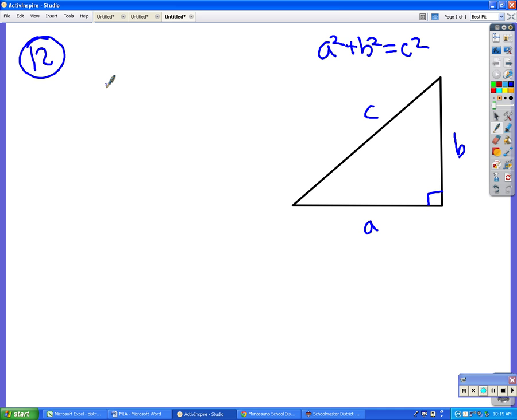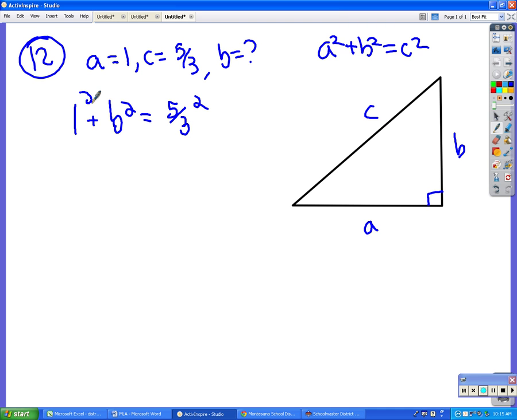So you said number 12, Gillen? Yes. Okay, so number 12, it tells you that a is 1 and c is 5/3. And so we're obviously trying to figure out what b is. And this is a challenge because we have a fraction. I'm going to start by writing it out normal. A squared, so 1, plus b squared, because that's what I'm trying to find, is going to equal c squared, which is 5/3 squared. 1 squared obviously is 1. B squared we don't know. How do you figure out what 5/3 squared is?